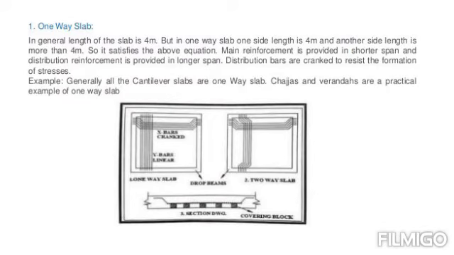In general, the length of the slab should be 4 meter, but in one-way slab, one side length is 4 meter and another side length is more than 4 meter. So it satisfies the above equation. Here the main reinforcement is provided in the shorter span and the distribution reinforcement is provided in the longer span. The distribution bars are cranked to resist the formation of stresses. For example, generally all the cantilever slabs are one-way slab. Chhajjas and verandas are a practical example of one-way slab.